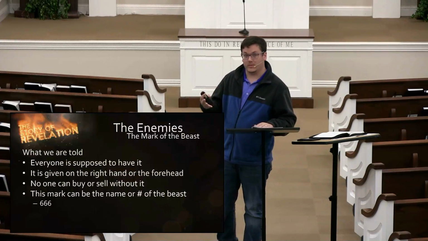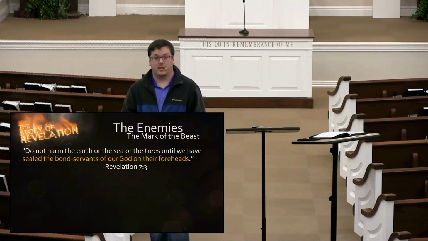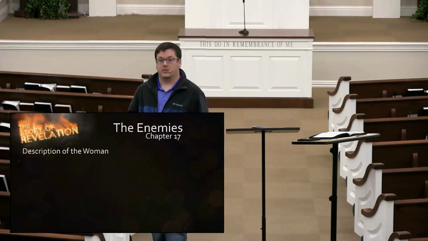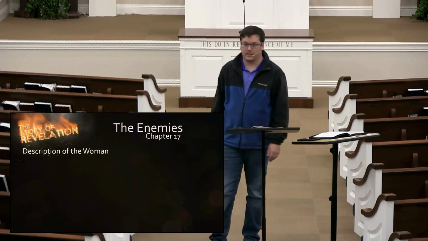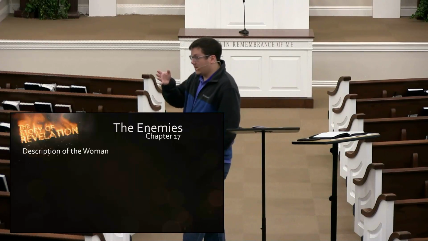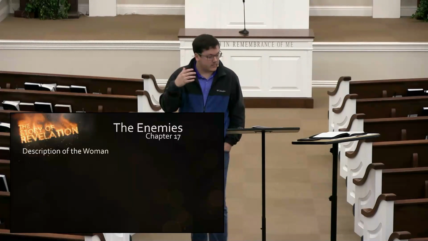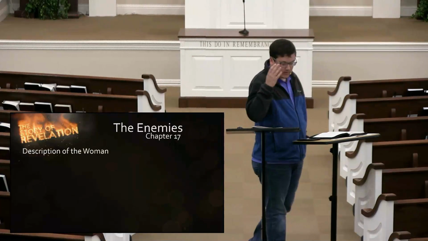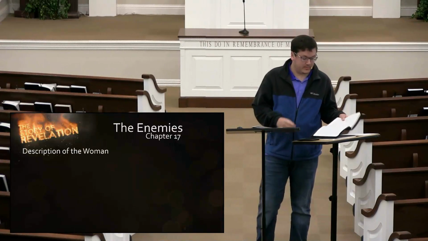We've talked about two enemies thus far, and we've got one more. We're going to skip over to chapter 17. We're going to skip a little bit that we're going to come back to later. In chapter 17, we've got the fourth and final enemy, the third one we're looking at tonight. We have Babylon, the mother of harlots. Let's go ahead and read chapter 17.